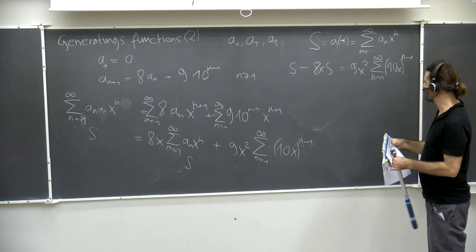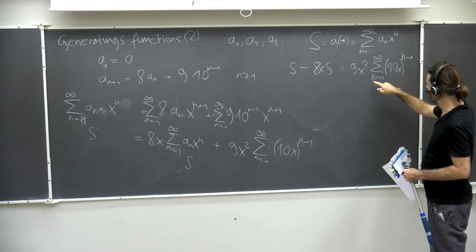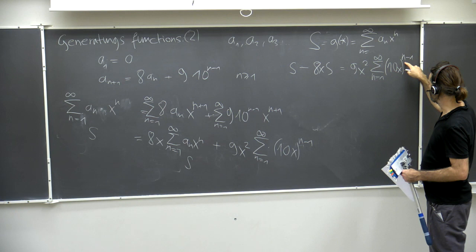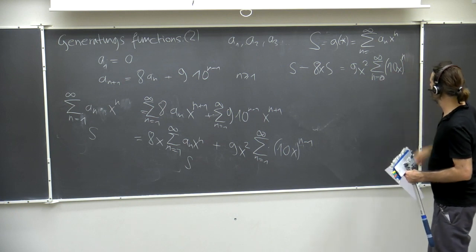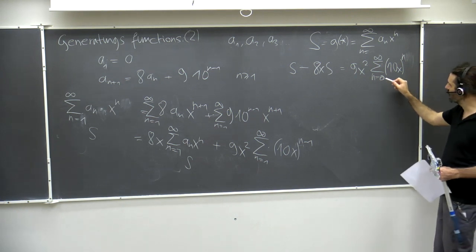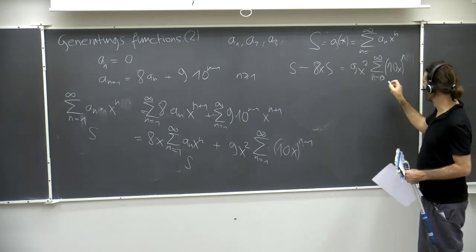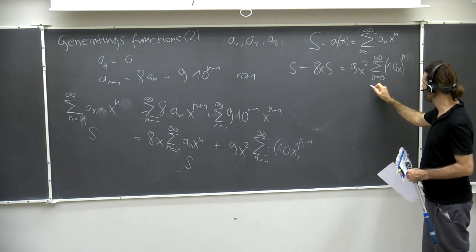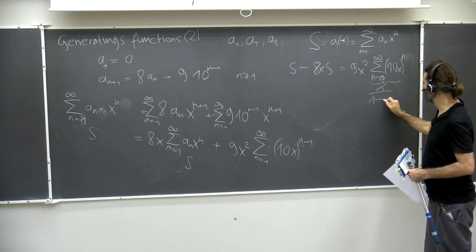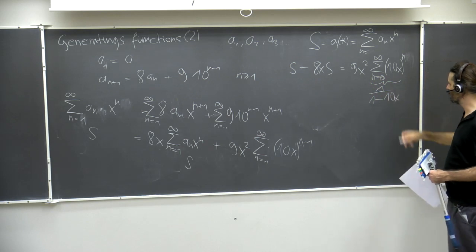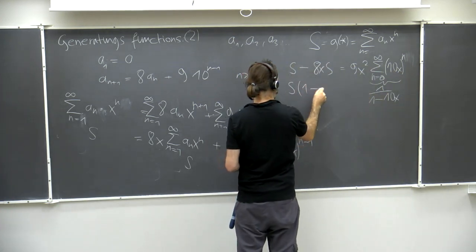So maybe the best thing to do now is replacing the sum, which starts at n is equal to 1, so that it starts at exponent 0. So I can just start at n is equal to 0 and compute 10 times x to the power n. And this is a geometric series, and it's equal to 1 over 1 minus 10x, at least if x is small enough. And this is S times 1 minus 8x.